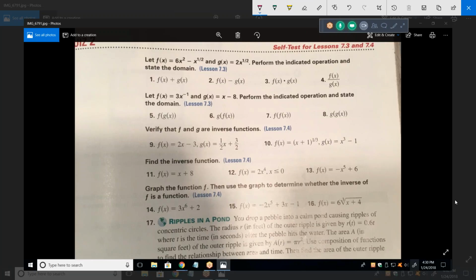It's another way of writing f of x. It's another way of writing 3 times x to the minus 1.